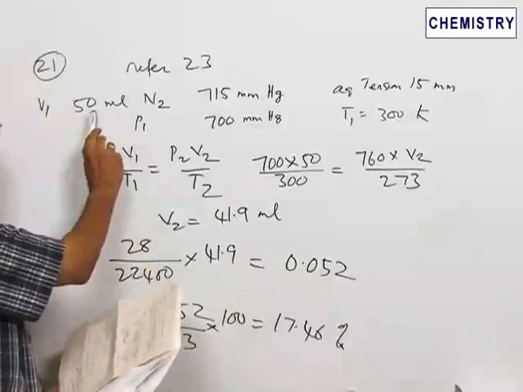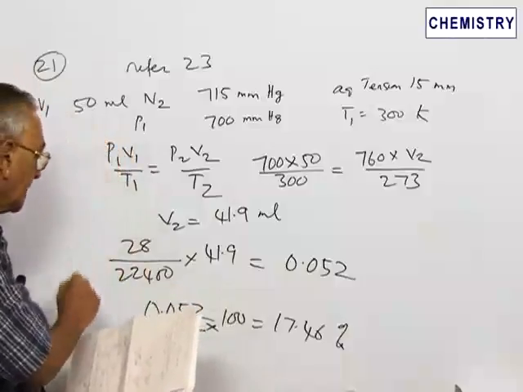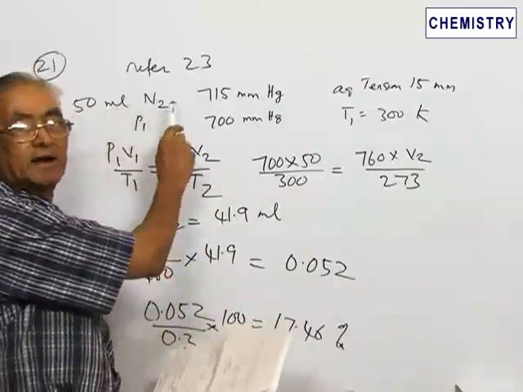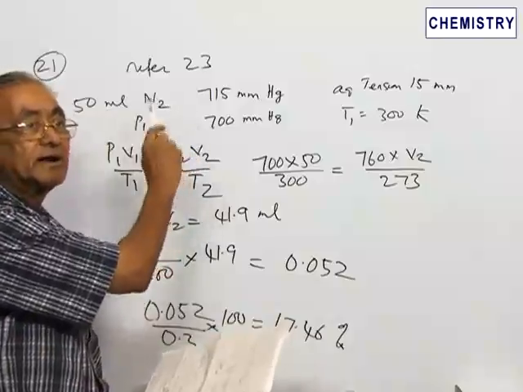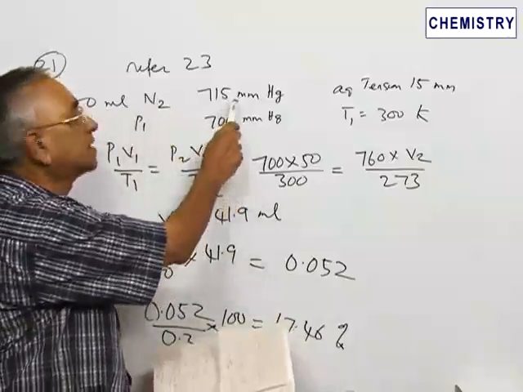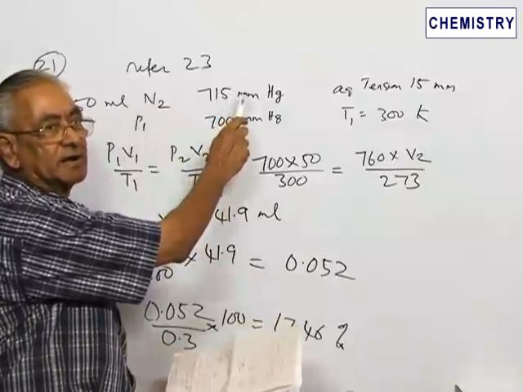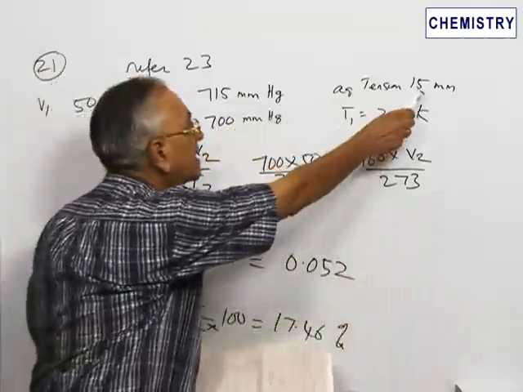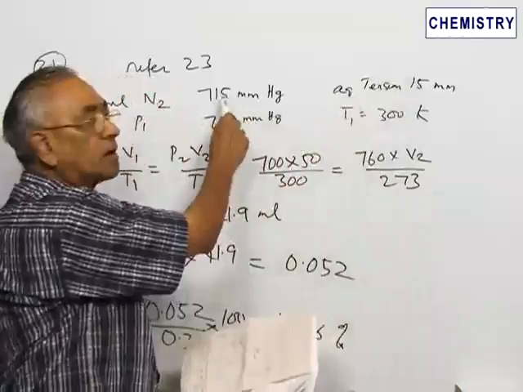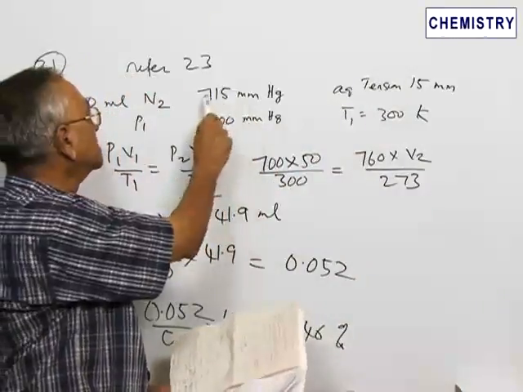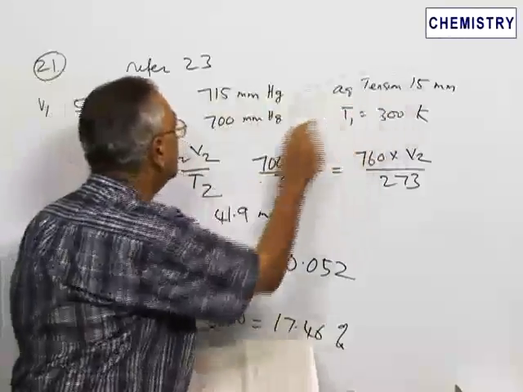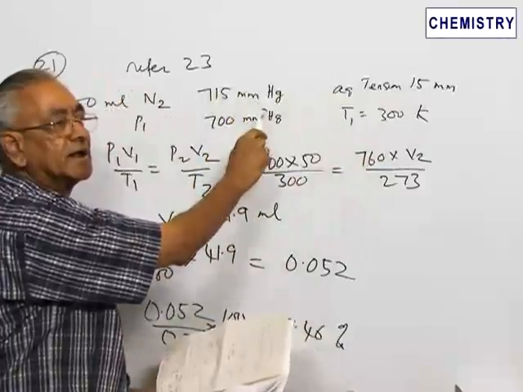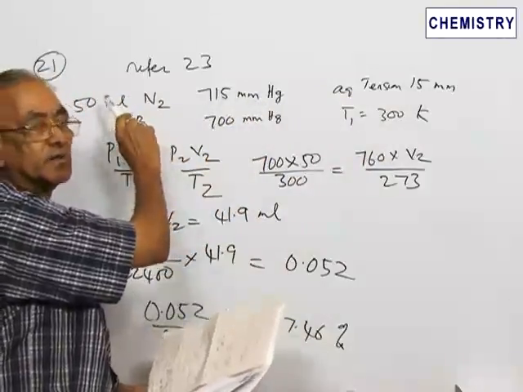50 ml of nitrogen is released from how much weight of the compound? 0.3 gram of the compound. What is the volume of nitrogen liberated? It is 50 ml. But what are the conditions under which the nitrogen is liberated? It is 715 millimeters of mercury pressure. But actually the aqueous tension, that is water tension, also takes away about 15 millimeters. Therefore, the actual pressure of the nitrogen collected is 715 minus 15, which is equal to 700 millimeters of mercury, where the volume of nitrogen is 50 ml.